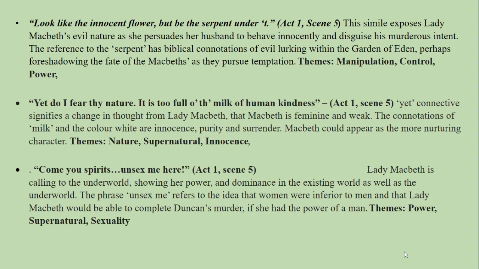Look, the innocent flower, be the serpent under it. Obviously, this simile exposes Lady Macbeth's evil nature. She's persuading her husband here. This, to a Christocentric or Jacobean audience, would make her appear villainous anyway, because obviously then she is manipulating her husband in what is a patriarchal society at the time. It also links to original sin, the idea of the Garden of Eden. And we've also got the idea of look, but be. So you've got the comparison there between the two, the idea of innocence and villainy.